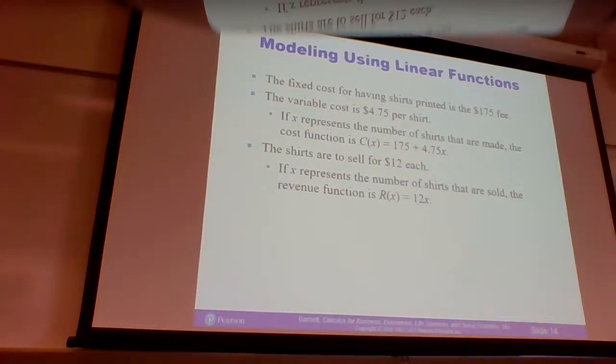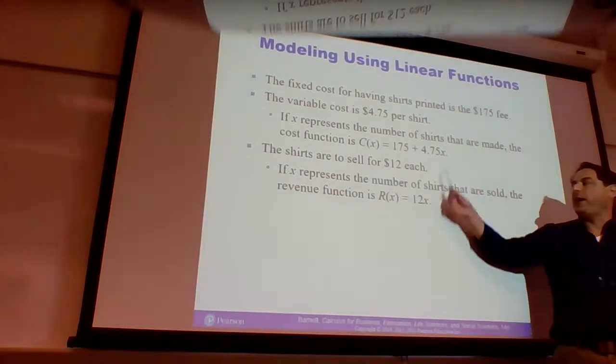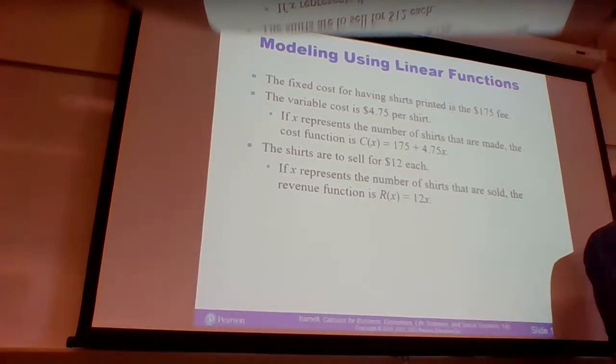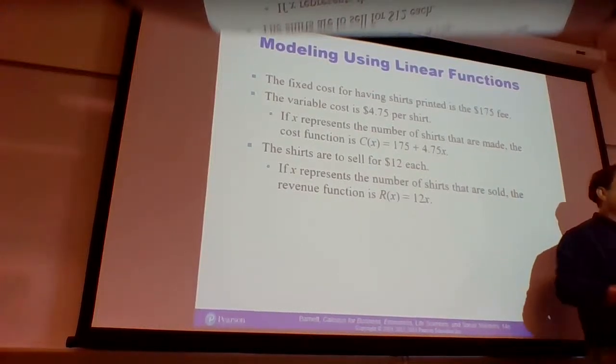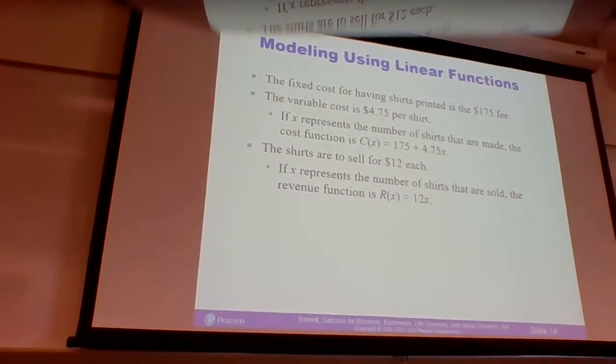Now, are both of these linear? Are both these quadratic? If I graph these, what would they be? Both linear. Why? How can we look at it and know it's linear just like that? Plain old X, not X squared, not X cubed, plain old X. It's going to be a line. Okay? So we have our two functions.